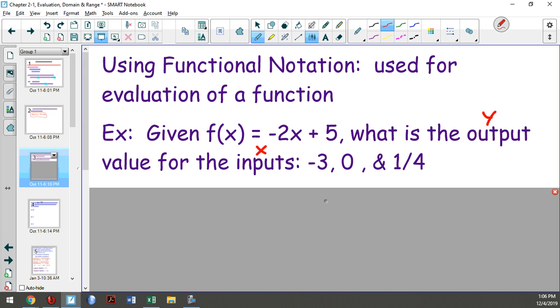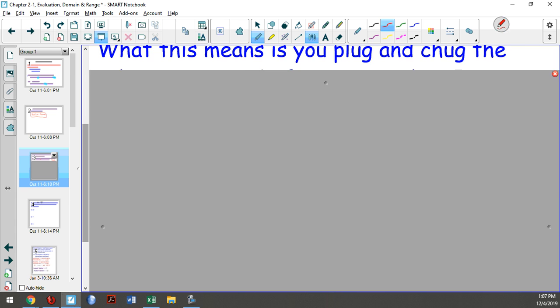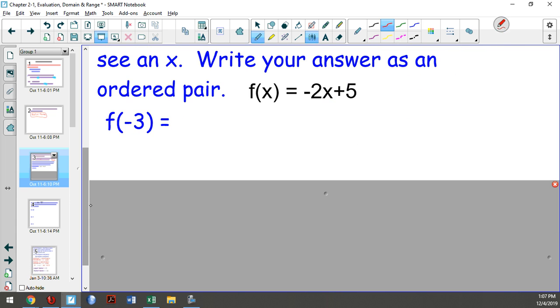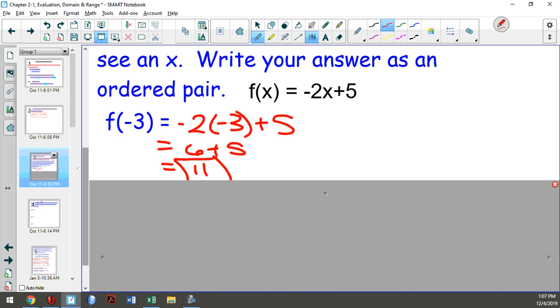Now, what that means is you are simply plugging and chugging. That's all you're doing. Okay? So let's do that. I give you the function f of x equals negative 2x plus 5, and I want to know what f at negative 3 is. So I'm going to replace x with negative 3. So what's negative 2 times negative 3? Plus 5? 11. So I give you this, and I want you to write it as an ordered pair. So what is my ordered pair? Negative 3, comma 11. Do we understand that? Are we good?